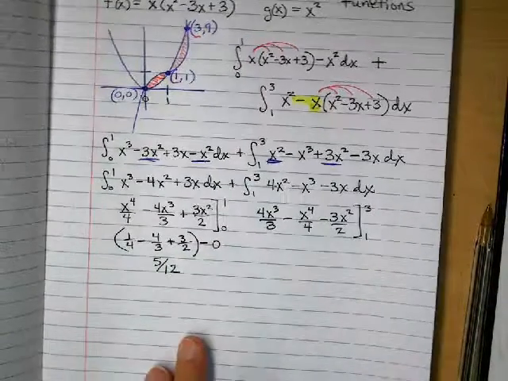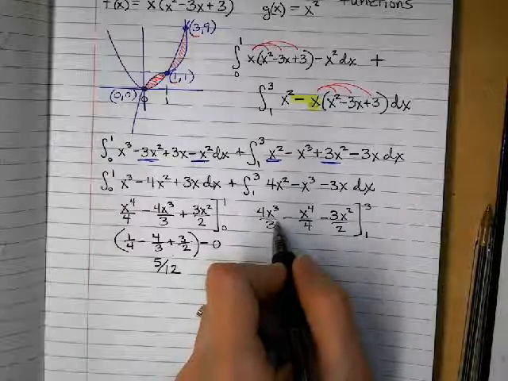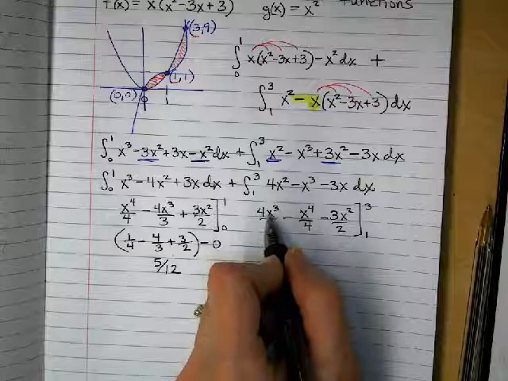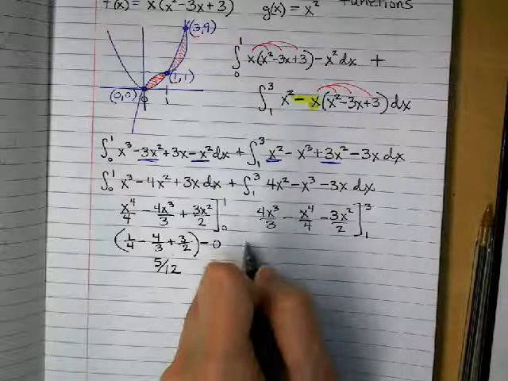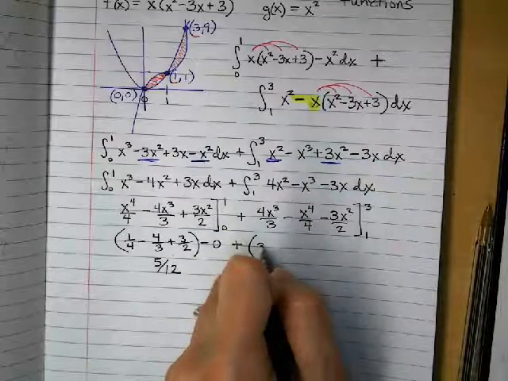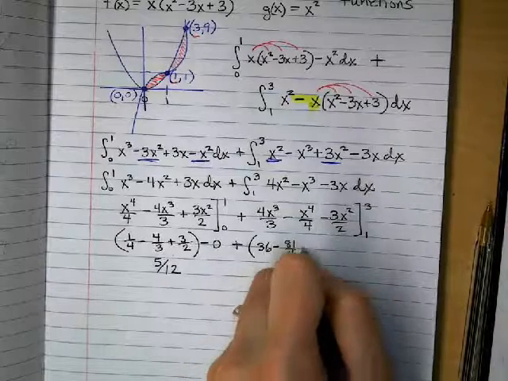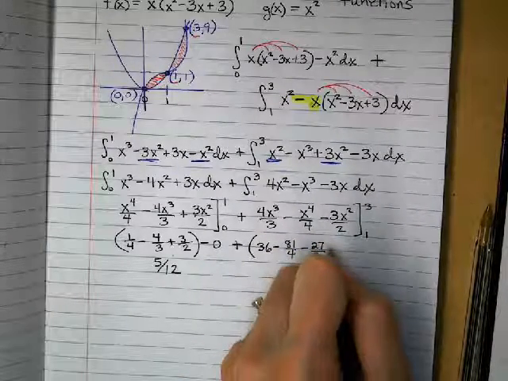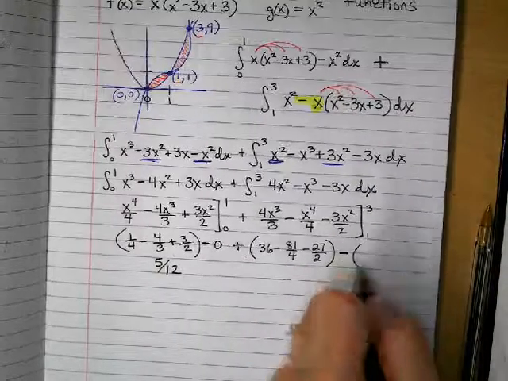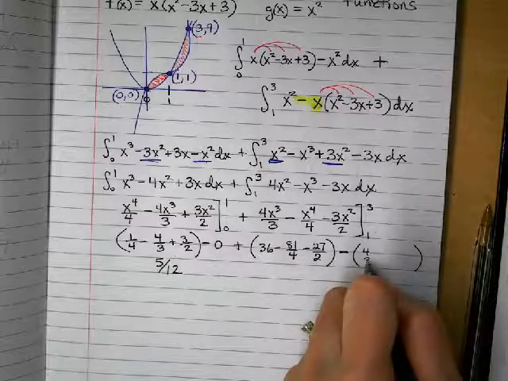Now the second one, over here you're going to have to plug in 3. This one's a little harder, so you plug in 3. 4 times 3 to the 3rd over 3, you get 36 minus 81/4 minus 27/2. Minus, then you plug in 1 into all of them. If you plug in 1 into all of them, you get 4/3 minus 1/4 minus 3/2.